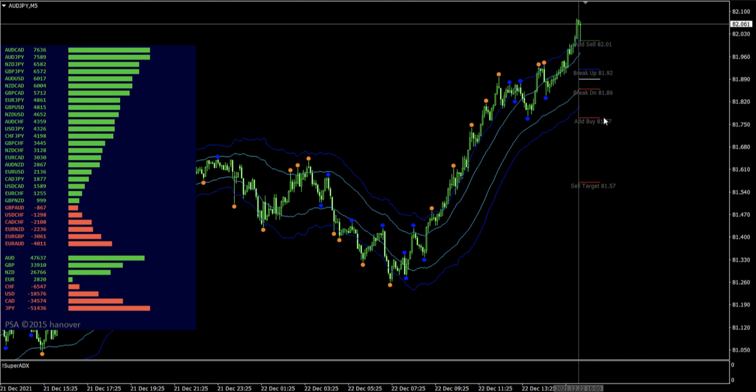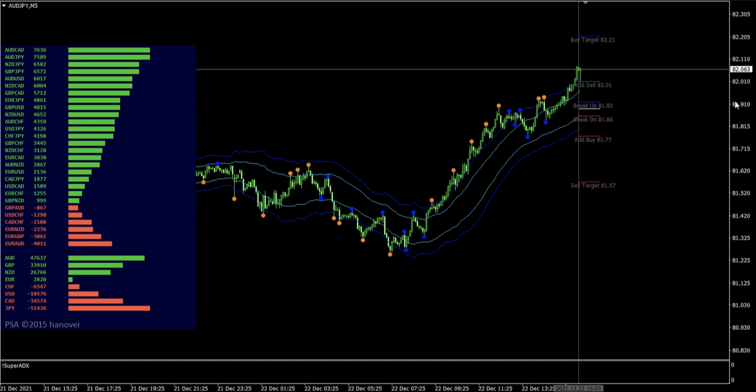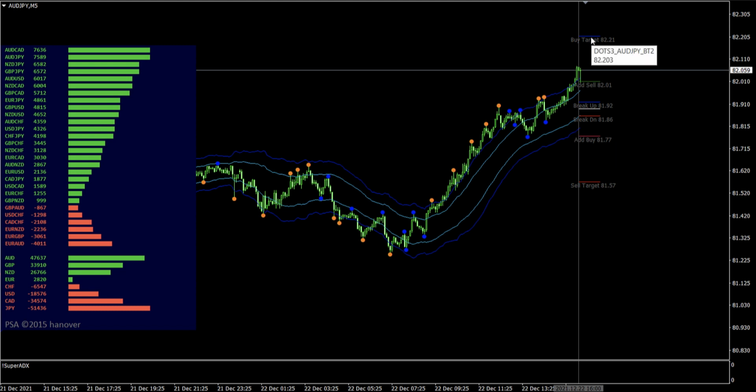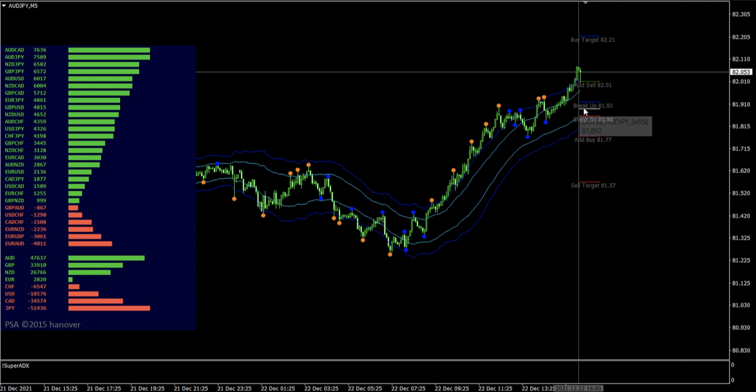I also use a special kind of indicator which I have developed to tell me where I should be entering at the beginning, how I should be adding to my entry, and then the target for the buy if it's a buy. If it was a sell, it tells me where I should be entering the sell, where I should be adding to the sell, and where the sell target is. In this case it was a buy.